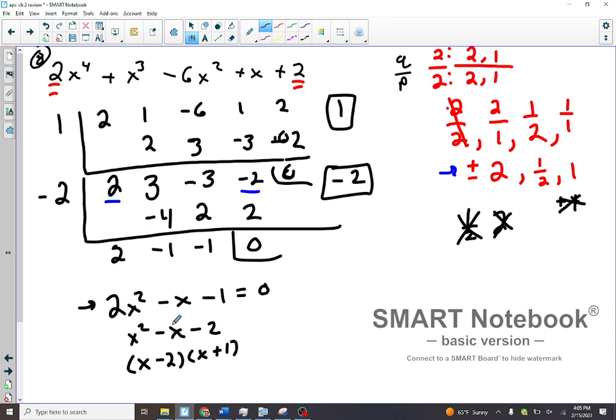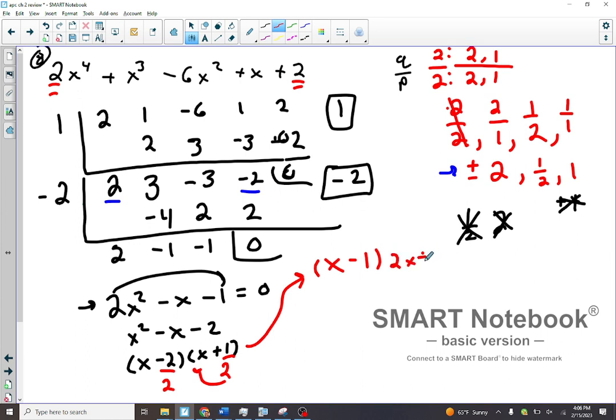How did I get to here, you're asking? Bring the 2 over here. So there's a 2 now. I borrowed the 2, and then divide by the thing I borrowed, which is 2. Which means x minus 1, and then the 2 is going to move to the front. So 2x plus 1. Oh, Mr. T, I was doing this wrong the whole time. Why? Because after I did, oh, these are 1/2, I did the synthetic division for the answers to the 1/2.